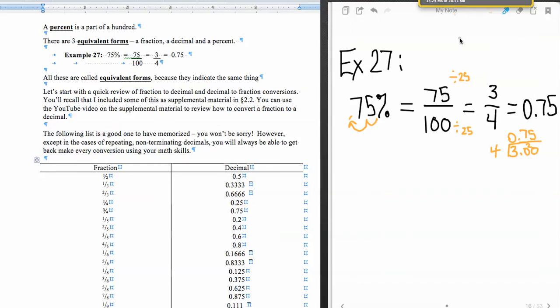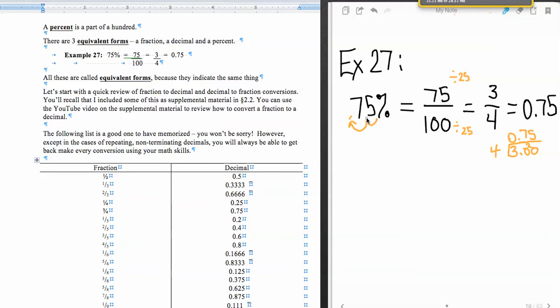Okay, this continues our lectures on section 2.5. Now we're going to discuss the percentage. A percent is a part of 100. We've already seen this in a previous little mini lecture. And there are three equivalent forms: a fraction, a decimal, and a percent. So with example number 27 here, I'd like to go through the three ways to get amongst these equivalent forms. Equivalent forms mean that they are exactly equal.